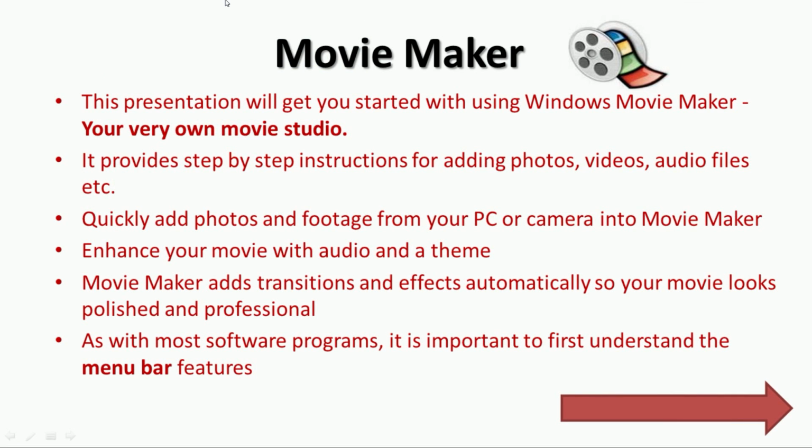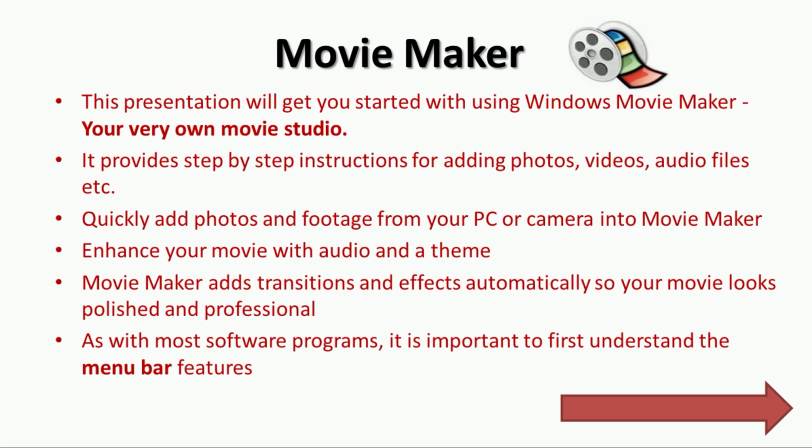This presentation will get you started with using Windows Movie Maker, your very own movie studio. It provides step-by-step instructions for adding photos, videos, audio files, etc. Quickly add photos and footage from your PC or camera into Movie Maker. Enhance your movie with audio and a theme. Movie Maker adds transitions and effects automatically, so your movie looks polished and professional.